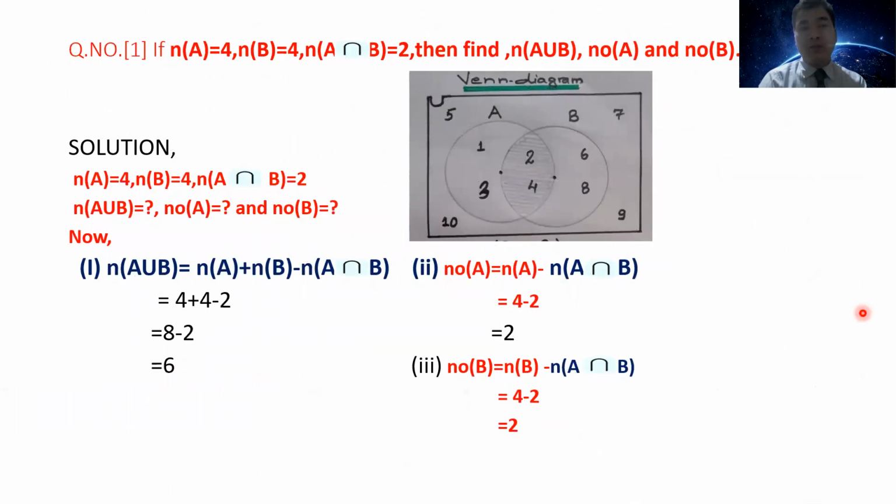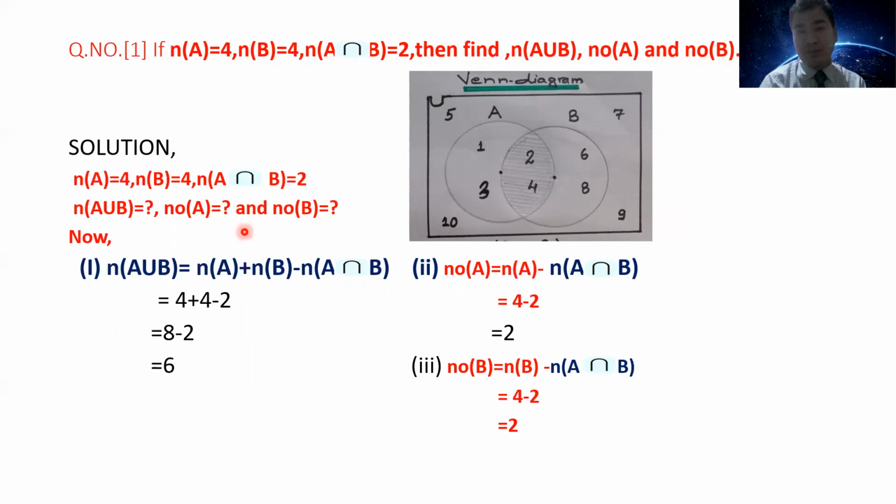Now here is a question related to this cardinal number. Question number 1: if n(A) equals 4, n(B) equals 4, and n(A intersection B) equals 2, look, there are only 2 elements in common. We are asked to find n(A union B), n(not A) and n(not B). That means only A and only B.